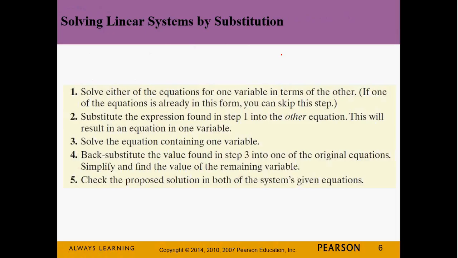And we're generally going to use this method if one of the variables doesn't have a coefficient. You know, you've got 2x plus y equals 7. That y doesn't have a coefficient on it. If I solve for y, I don't have a fraction, okay? So we like that. So that's what we want to do.